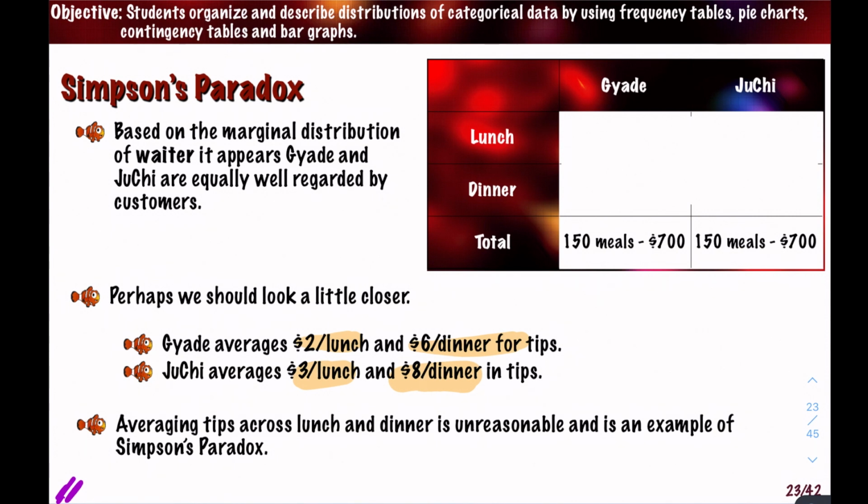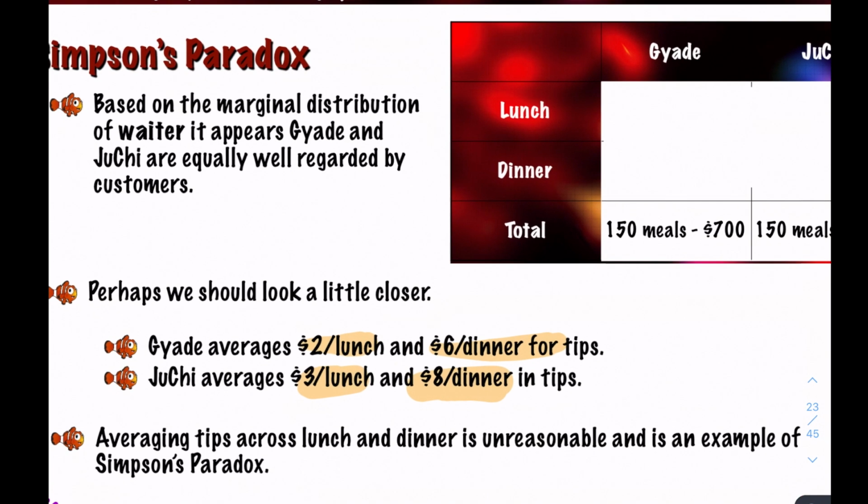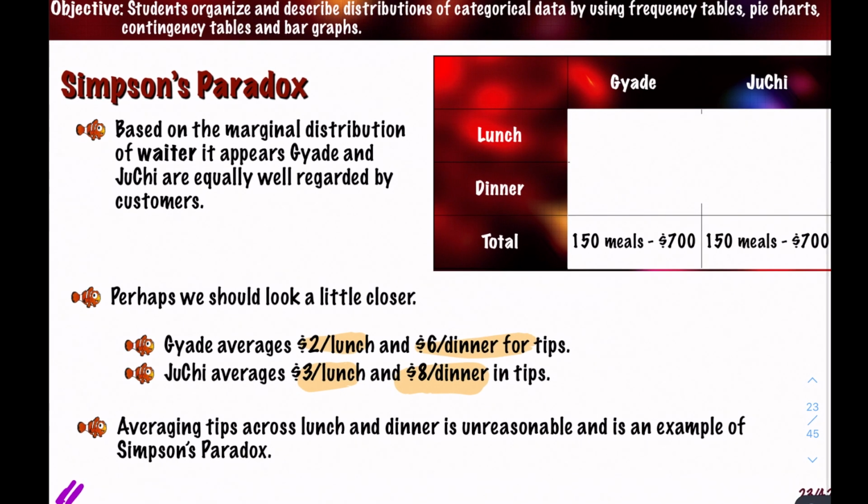If you only look at these marginal distributions, you don't have the context to know who's doing what. But if you can break down the pieces a little more, it gives you more context. Averaging tips across lunch and dinner is unreasonable and is an example of Simpson's Paradox.